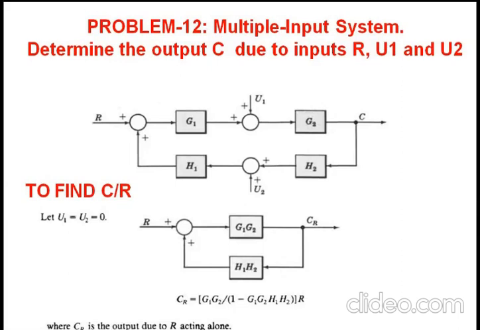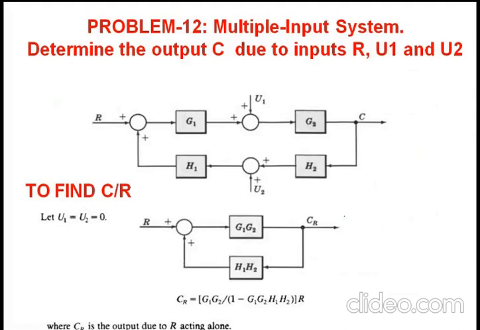Determine C due to R, U1. In this problem, he has asked, here we are having three inputs, U1, U2 and U3. So first, to find C by R, you need to go for what? Eliminating U1 and U2. Just put U1, U2 as 0, then you will get the series combination here, ignoring the summing point. So there is a resultant block, which will be series G1, G2, and then here these two are what?